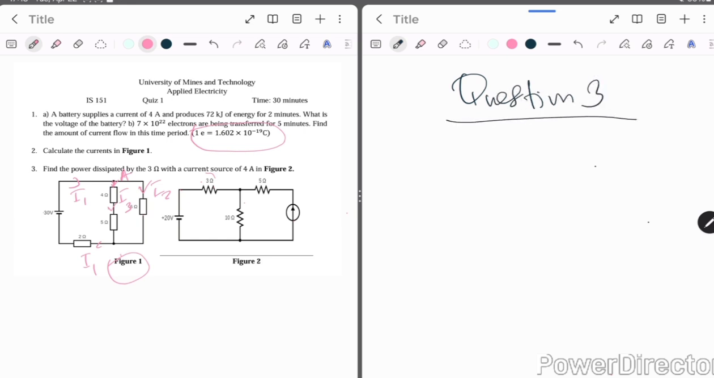Question 3. You have to find the power dissipated by the 3 ohms resistor with the current source of 4 amps. So this just means the current source here is actually 4, so I can label that one here. This question, we are going to solve it using the superposition theorem.